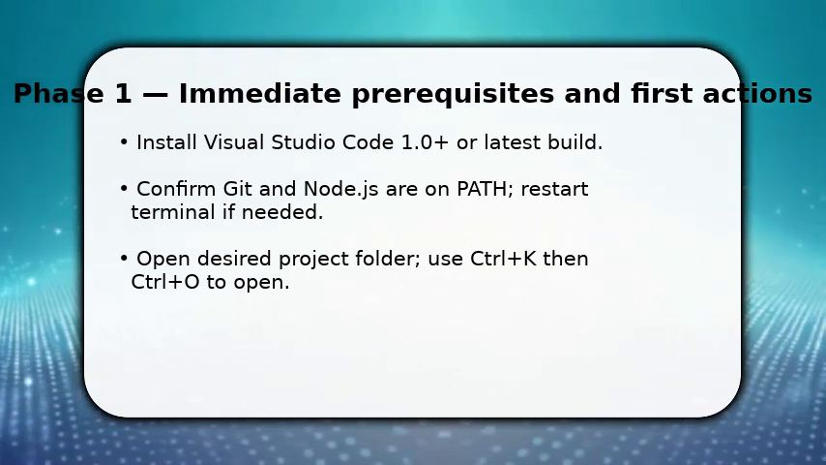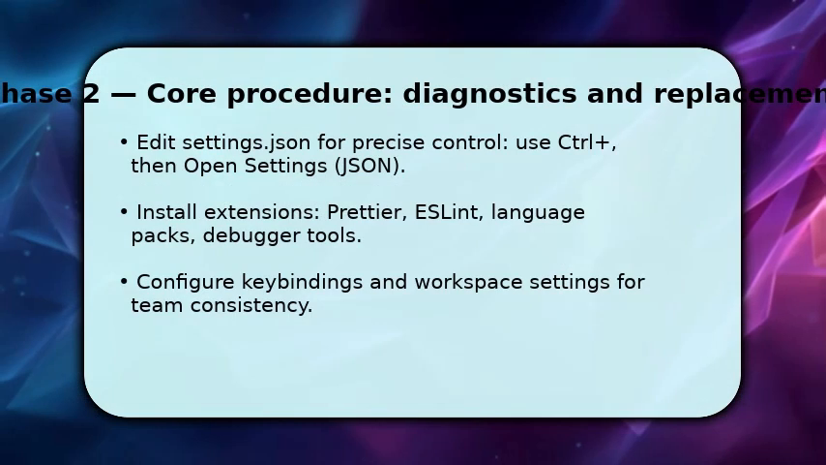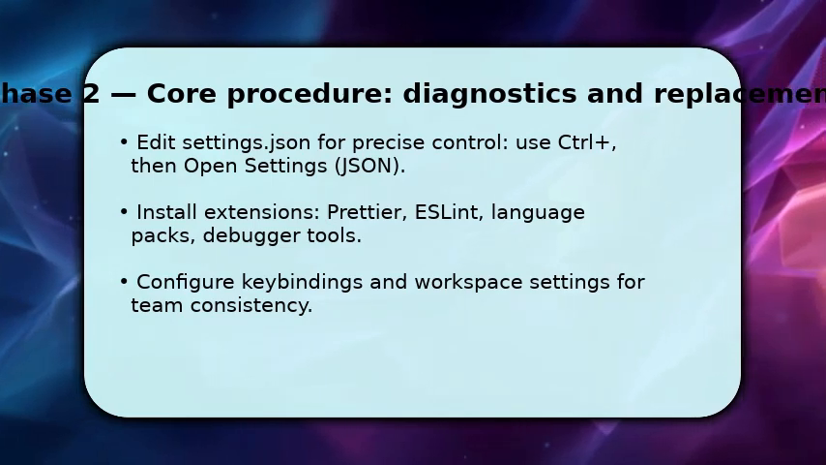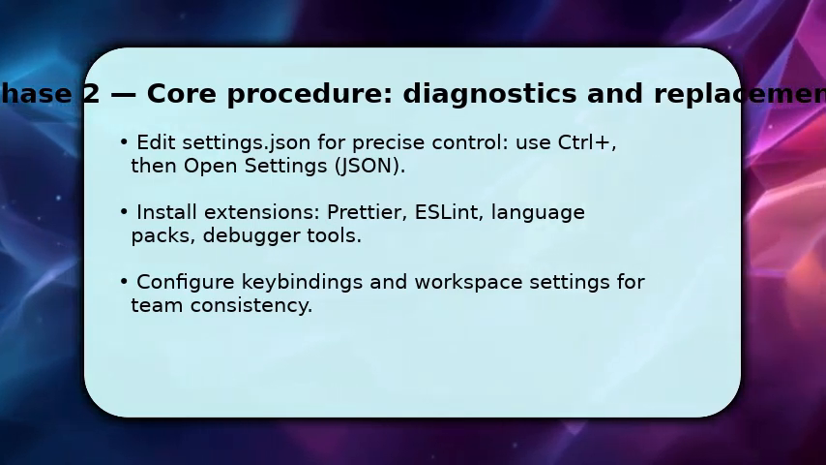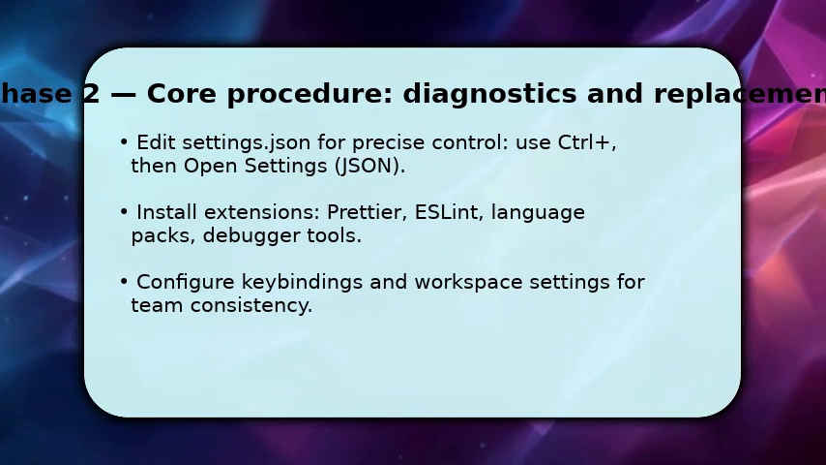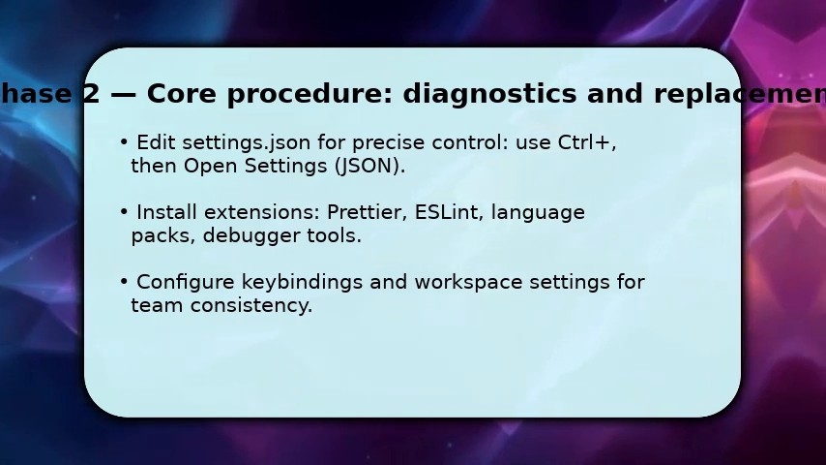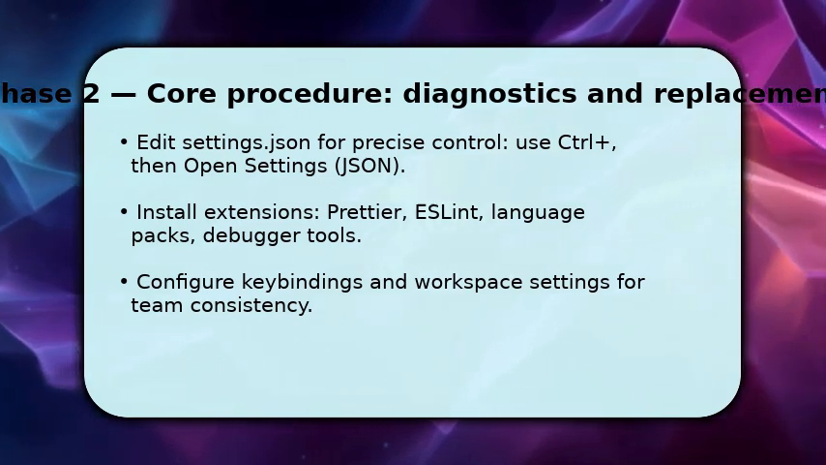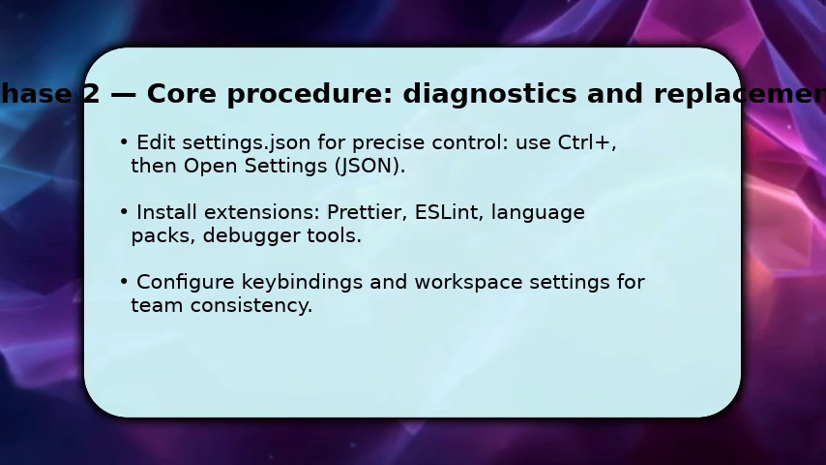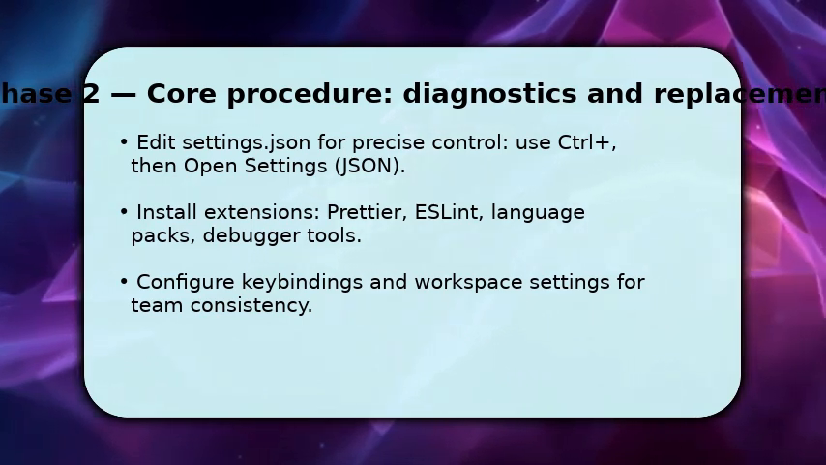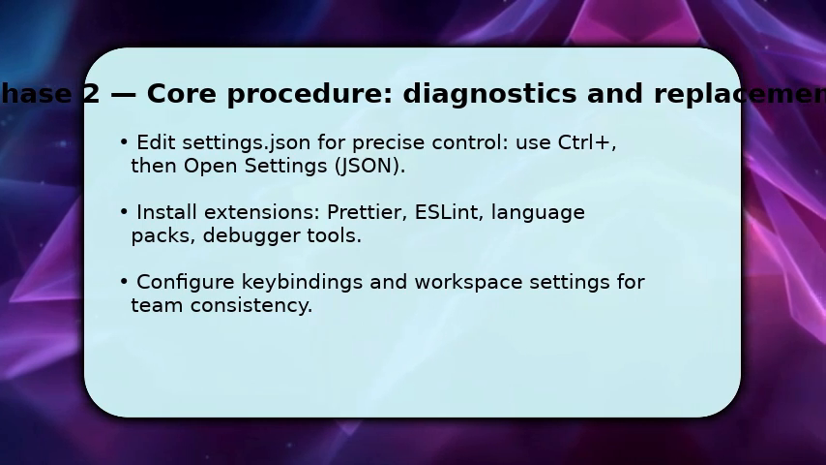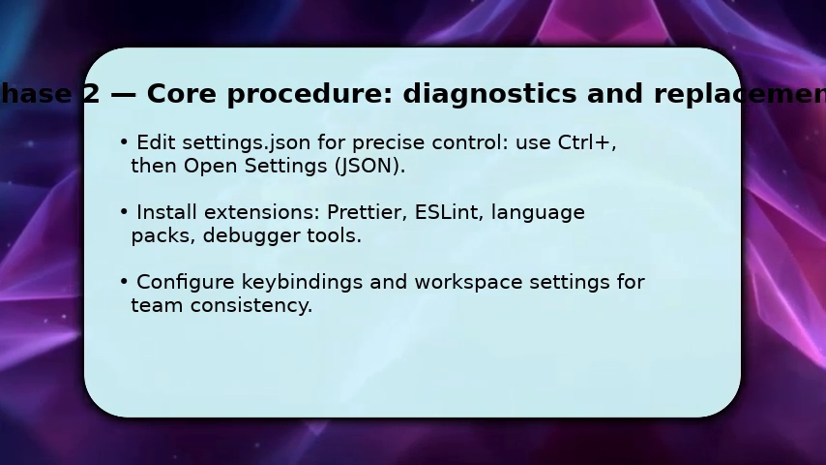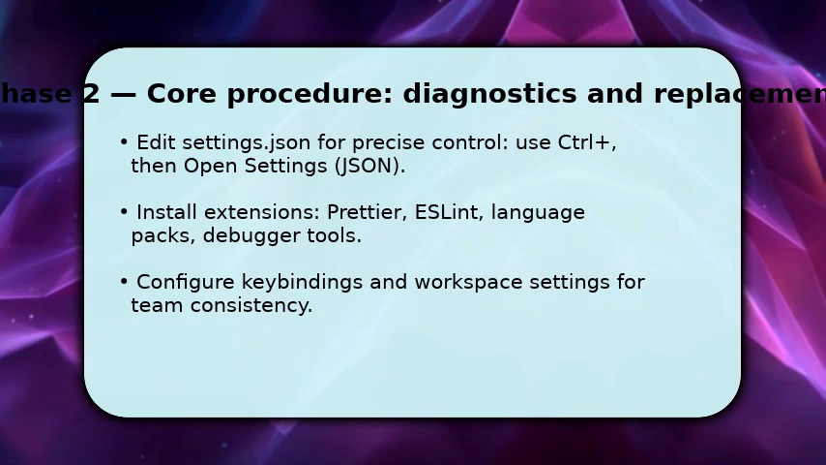Once done with the basics, adjust core settings to match your workflow. Open Settings JSON and change editor.tabSize, formatOnSave, and terminal.integrated.shell. Install extensions like Prettier and ESLint to automate formatting and linting, and add language-specific packs for syntax and IntelliSense. Configure launch.json for debug targets and tasks.json for build steps because automating these saves time.